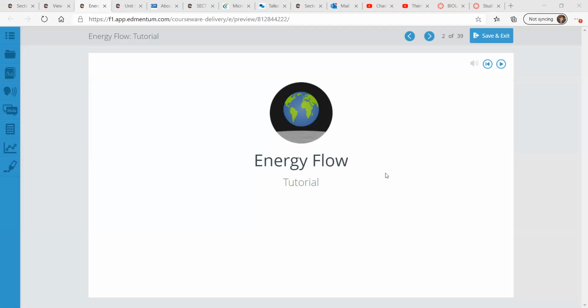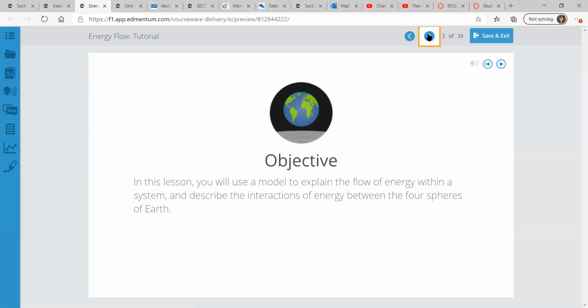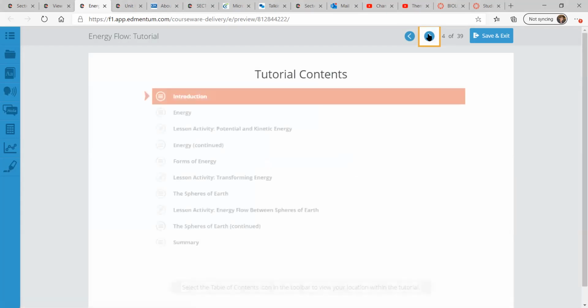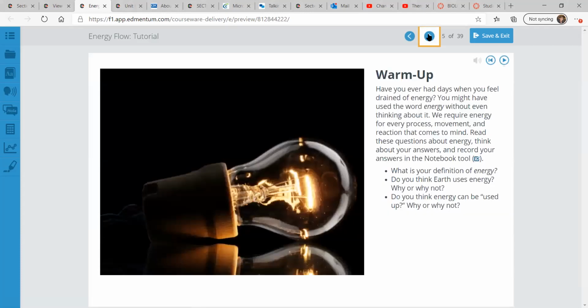We're starting with energy flow today. The flow of energy, and we're going to use a model to explain how energy flows within a system, and then describe the interactions of energy between the four spheres of Earth. And that will all make sense to you in a few moments. But let's jump into the warm-up.